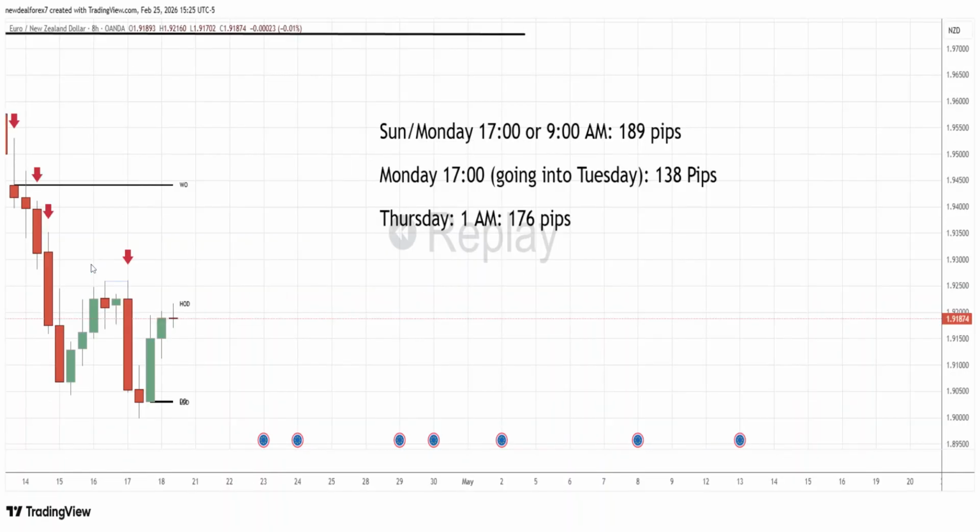So as far as the 8-hour chart goes, you had a few. You could have got in right when the week opened if you would have caught the high of the day in the 1700 candle. Also the 9 a.m. candle, that was a 189 pip drop. You also had Monday's 1700 candle, that was right here at 5 p.m. That gave a good drop for 138 pips. And then Thursday's candle here at 1 a.m. gave 176 pip drop. So plenty of good trading opportunities for that pair right there.